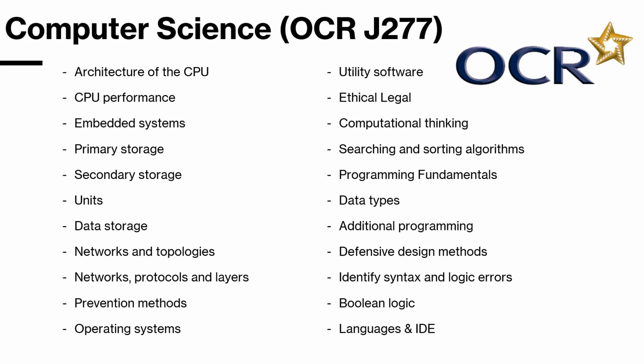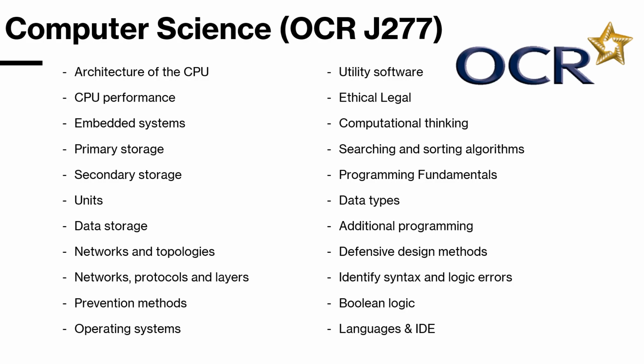Module 1, which is the architecture of the CPU and the topics on the left, going all the way up to ethical and legal on the right. Then module 2 is from computational thinking all the way down to languages and IDEs. So your component 1 is mostly your theory behind computer science, and then your component 2 is more the practical side of computer science with programming and how we design programs and how we fix them.